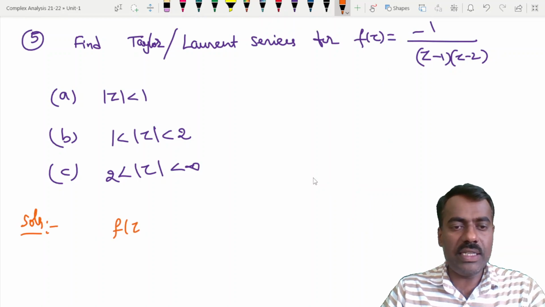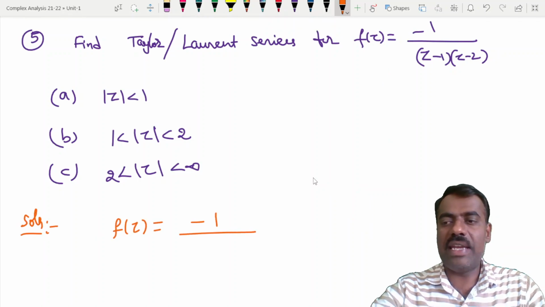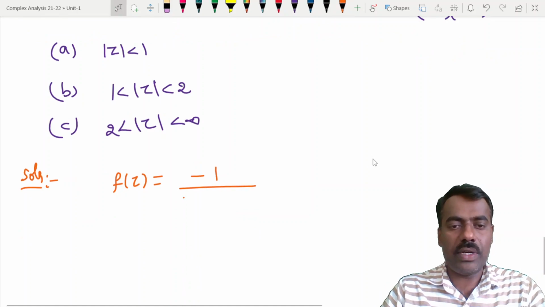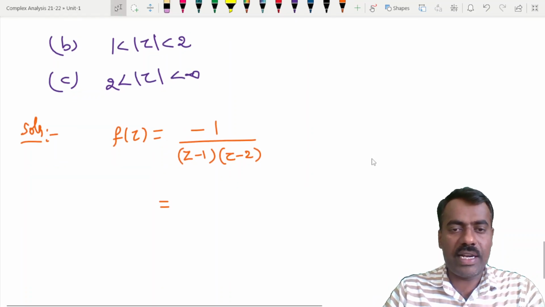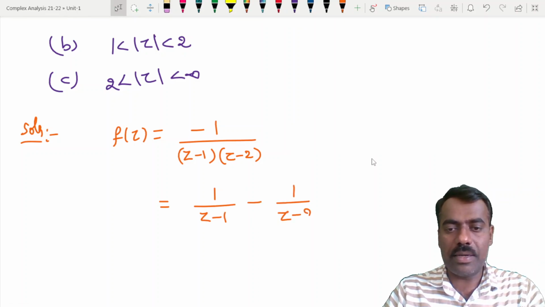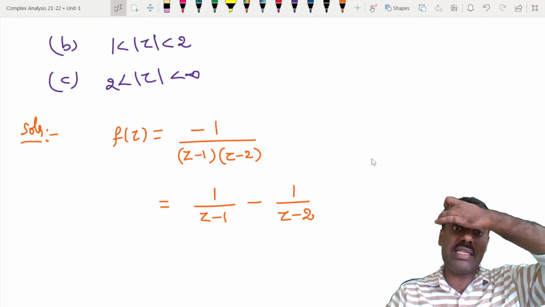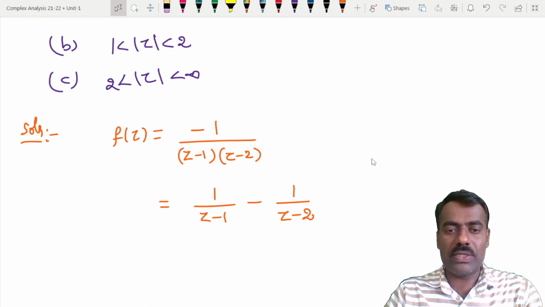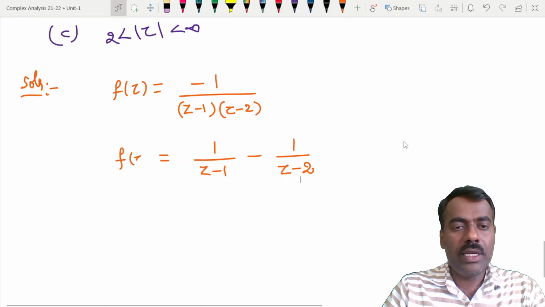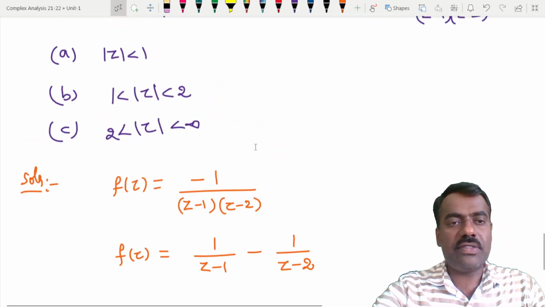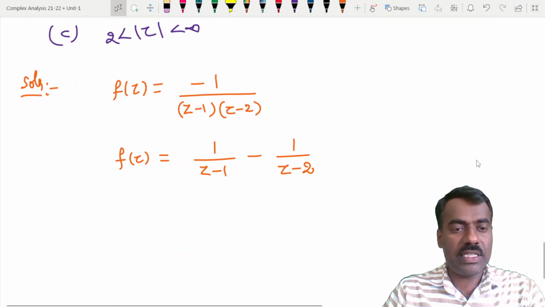So our f of z is given as minus 1 upon (z minus 1) into (z minus 2), right? By using partial fractions, we know already we can write this as 1 by (z minus 1) minus 1 by (z minus 2), because z minus 2 minus z plus 1 gives minus 1, right? This is our f of z. Now the first case is the domain mod z less than 1.